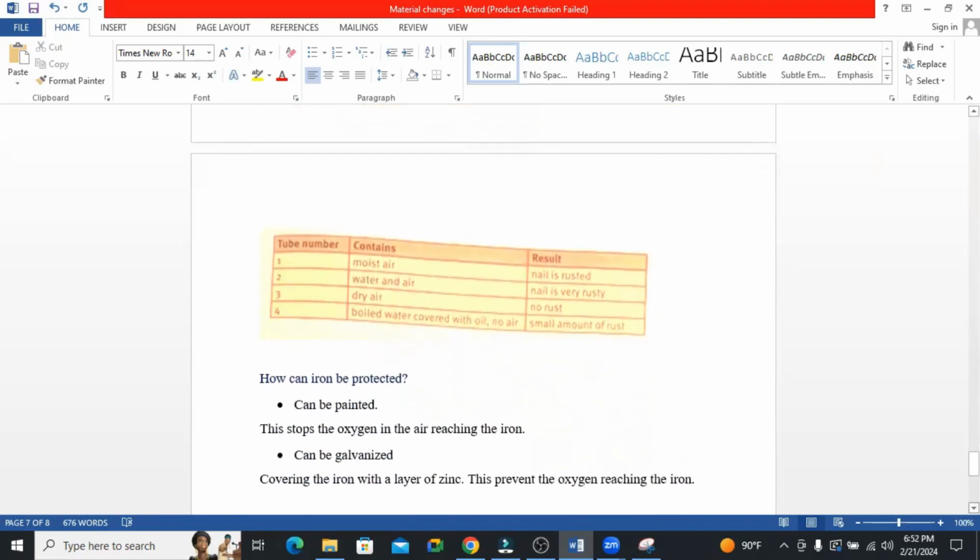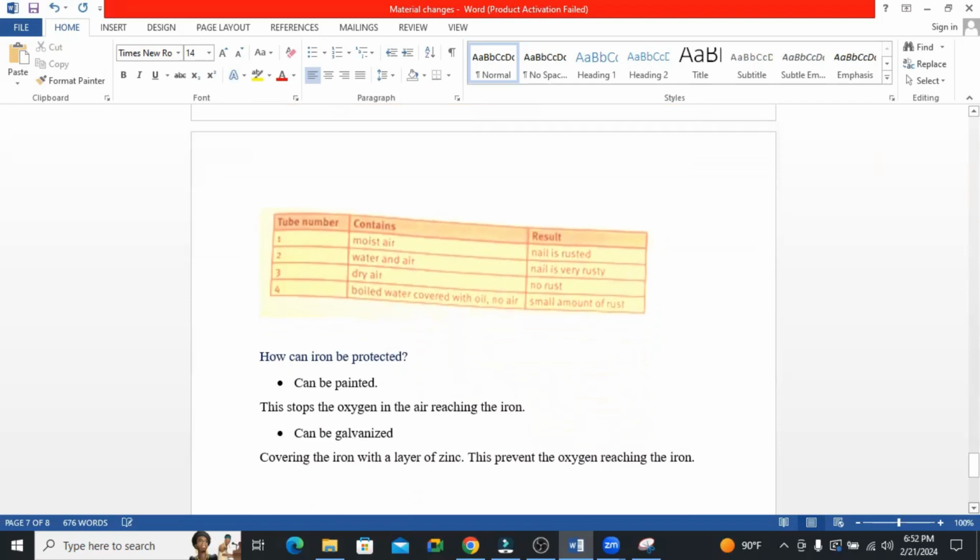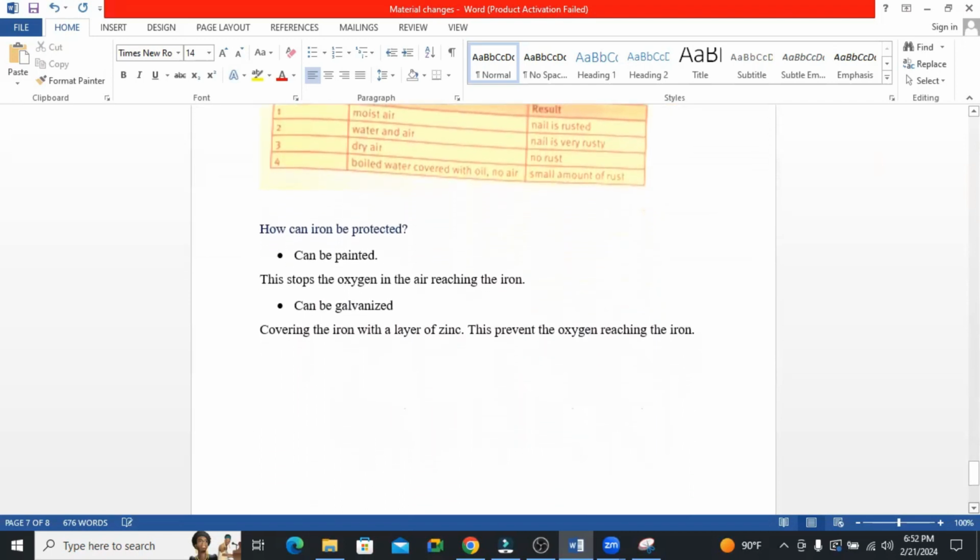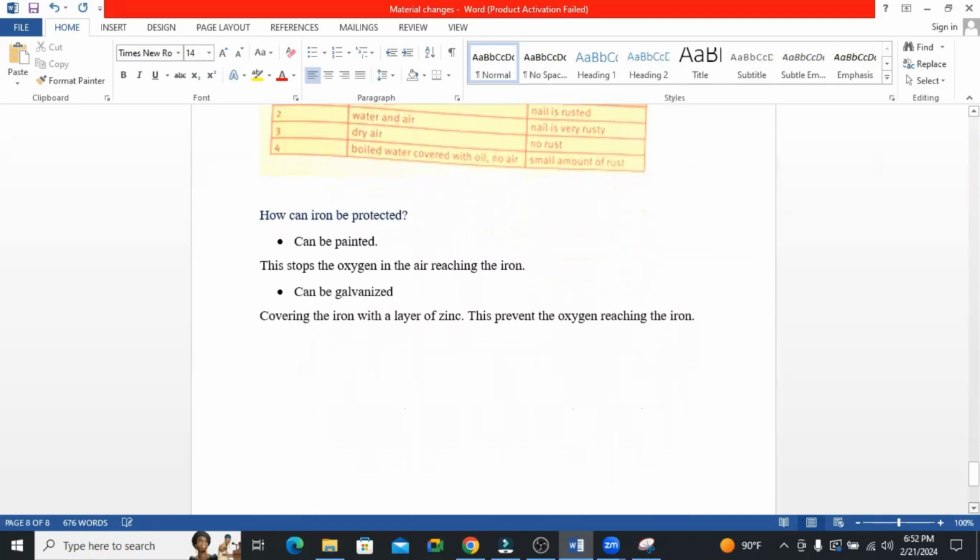Now we'll see how iron can be protected. The first thing we can do is paint. We can paint the iron nails using any kind of paint. If we paint it, we can stop the oxygen in the air reaching the iron. If there's paint, the atmospheric oxygen cannot contact the iron, so the rusting is not happening.